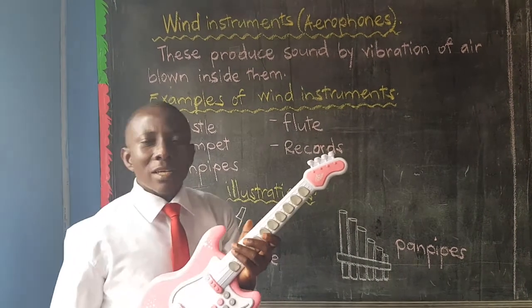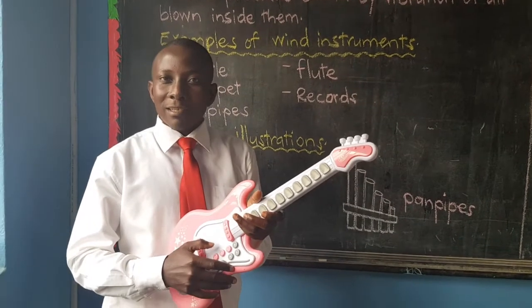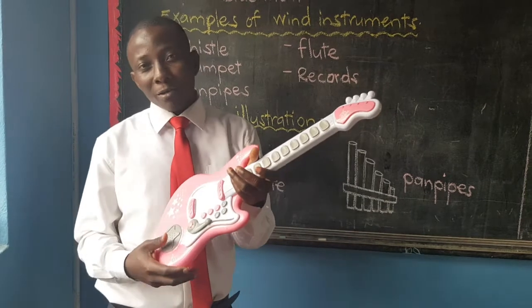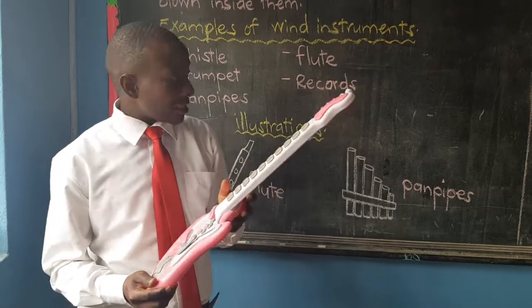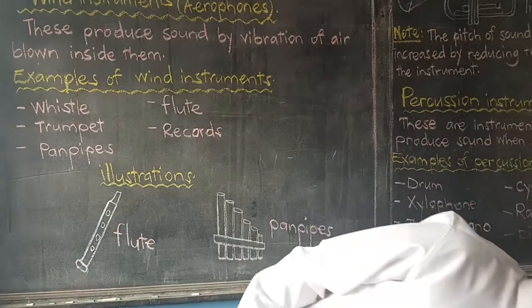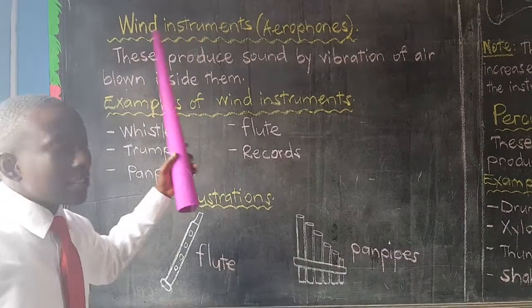I told you string instruments produce sound by vibration of their strings. When plucked, you just pluck at their strings and they produce sound, okay? So a guitar is a very good example of a string instrument. For today, we are looking at these aerophones or wind instruments.